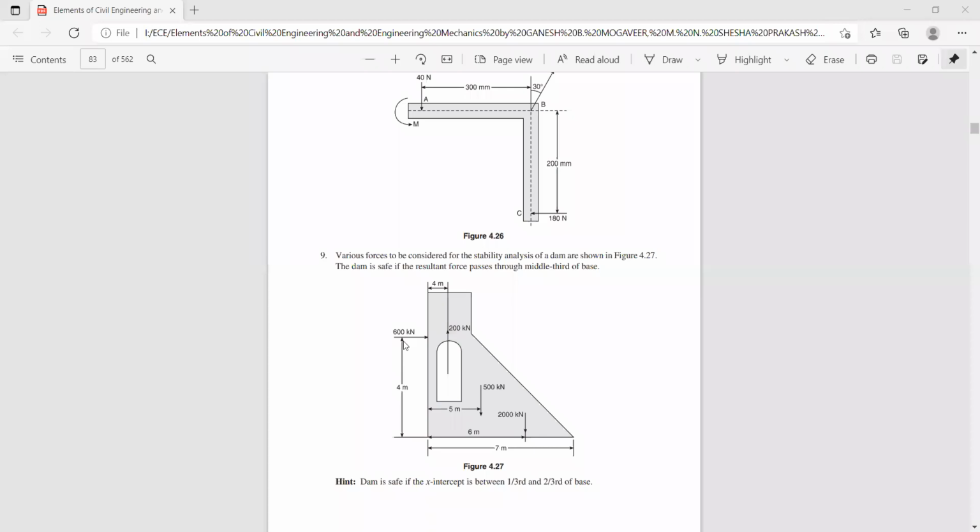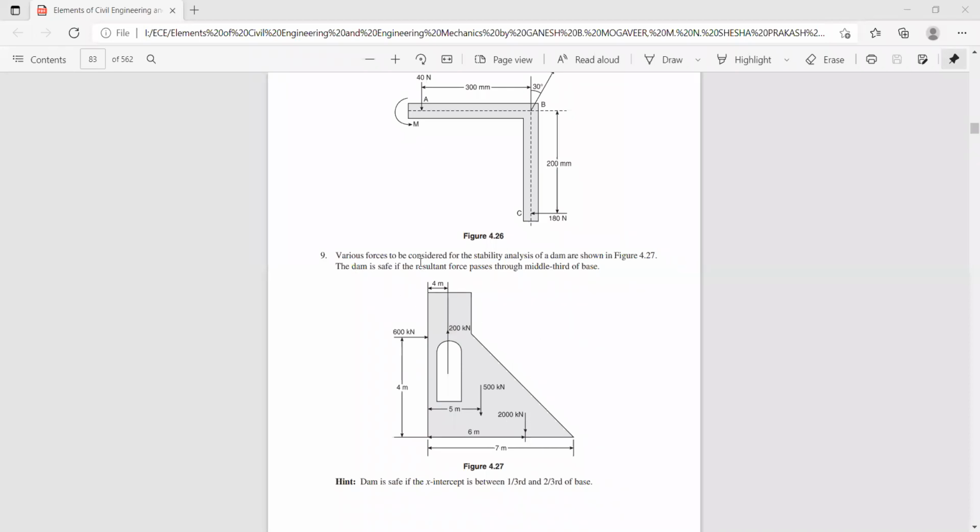Now here the various forces are acting at different locations. Let us call this point A, and the other points B, C, D, E, F, and G. The corresponding distances are given here. At point B, the 600 kilonewton force is acting. At this point, the 200 kilonewton force is acting in the upward direction. At this point, a 500 kilonewton force is acting. And at this point, it is subjected to a force of 2000 kilonewton.